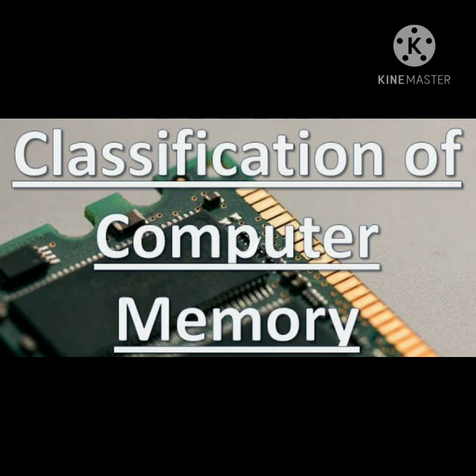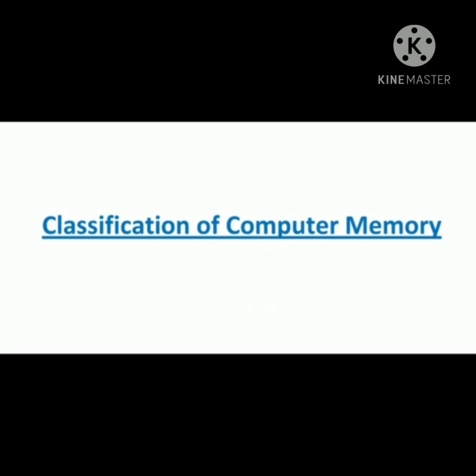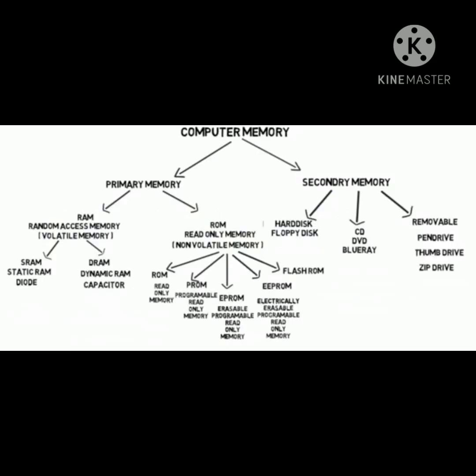The computer memory is classified into two types. The two types of computer memory are number 1, primary memory, and number 2, secondary memory. Primary memory is again classified into two types: RAM and ROM. RAM has two types, static RAM and dynamic RAM. ROM has four types: PROM, EPROM, EEPROM and flash memory.